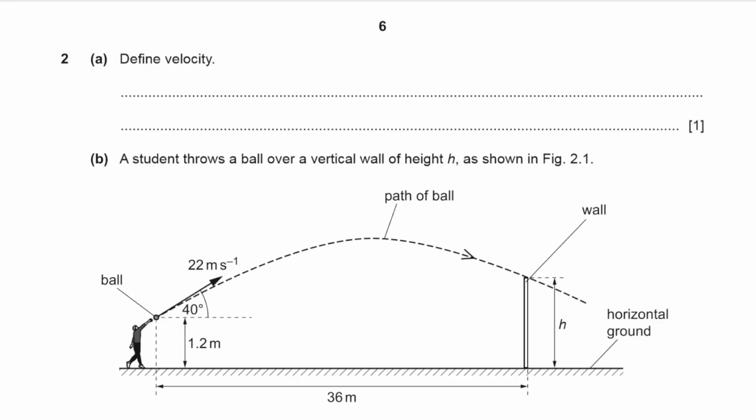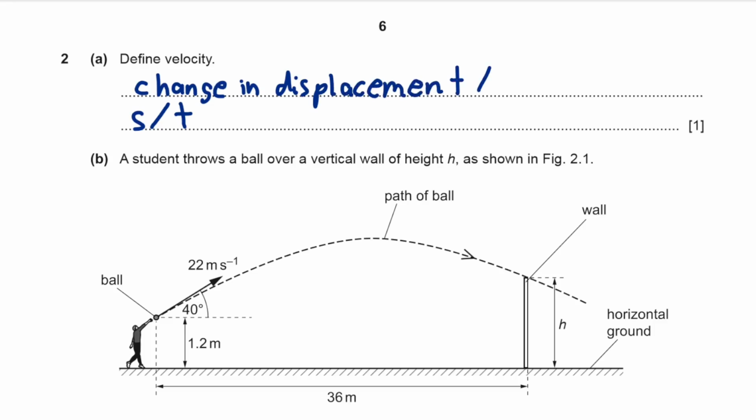Now velocity, as we know from the formula, is displacement divided by time, which means the definition of velocity is going to be change in displacement over the change in time, or we can simply say divided by time. So velocity is change in displacement over time.